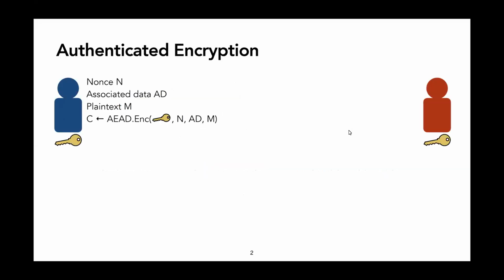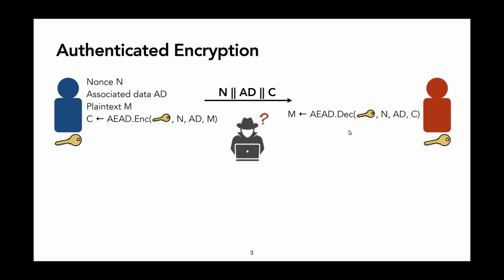So let's begin by recalling the definition for authenticated encryption with associated data, or AEAD. In this setting, we have two parties and they share a secret key. The sender wants to send a message to the recipient, so they choose a nonce and associated data, the plaintext message, and then they encrypt the message using their secret key to produce the ciphertext. The sender can then send the nonce, associated data, and ciphertext to the recipient, who can then decrypt using their secret key to recover the plaintext message.